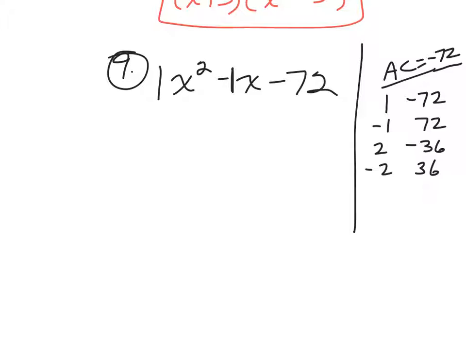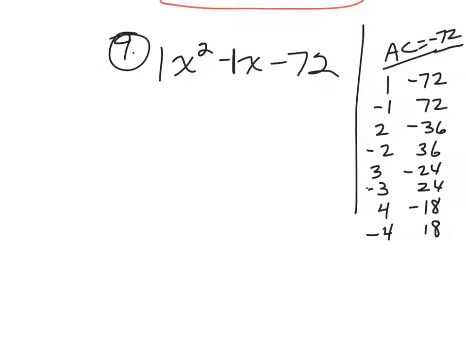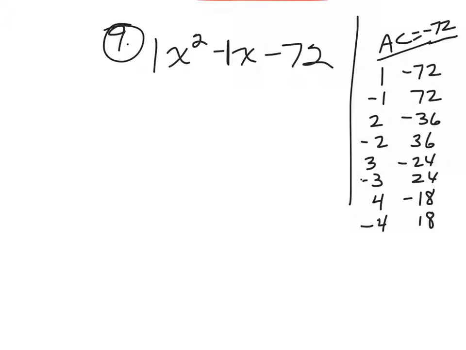How about 3? Well, 3 goes into 72 24 times. So 3 and negative 24, or negative 3 and 24. Neither of which add up to negative 1. You try 4. 4 goes into 72 18 times, so 4 and negative 18, or negative 4 and 18. Neither one of those do it. So you try 5. 5 doesn't go into 72. You try 6. 6 goes into 72 12 times.